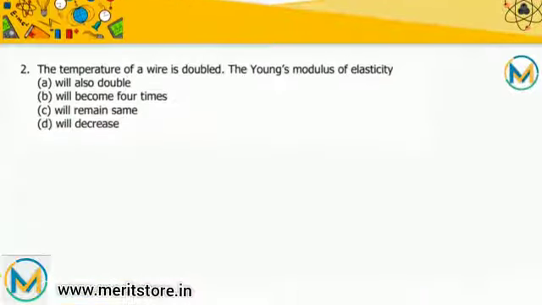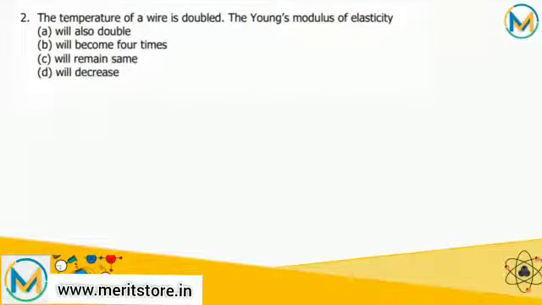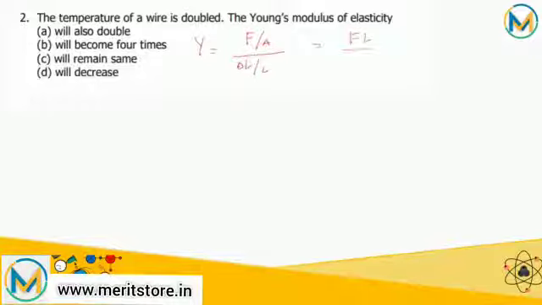Moving towards the next question. The temperature of a wire is doubled. The Young modulus of elasticity? So we know that the Young modulus Y is defined as the ratio of normal stress to the longitudinal strain within the limit of proportionality. So we can write the formula for Young's modulus as Y equals normal stress, that is F upon A, over longitudinal strain, that is delta L upon L. So I can write this equation as FL upon A delta L.